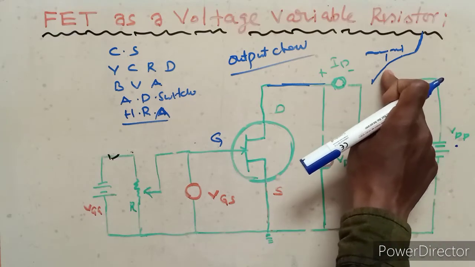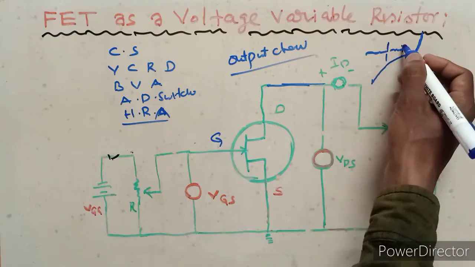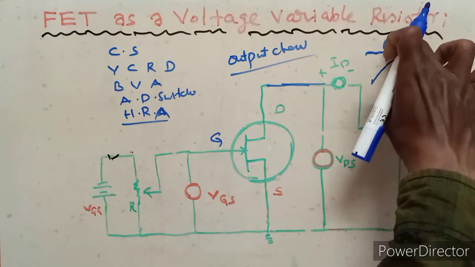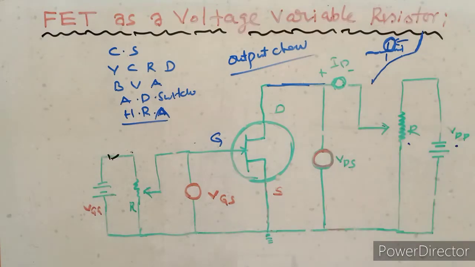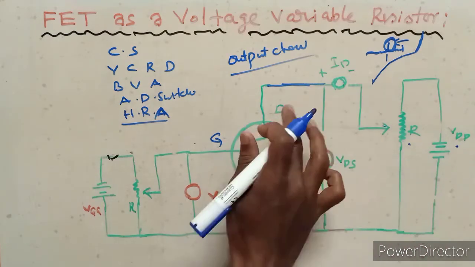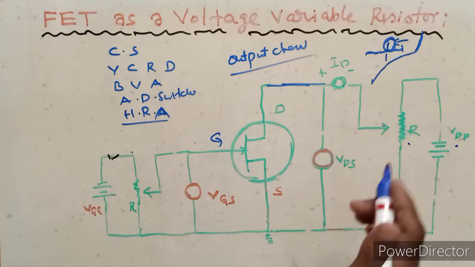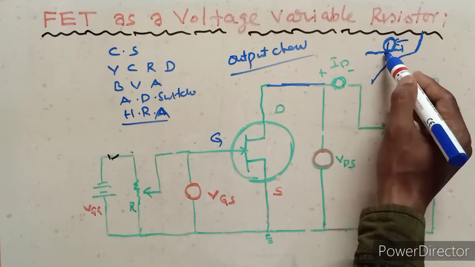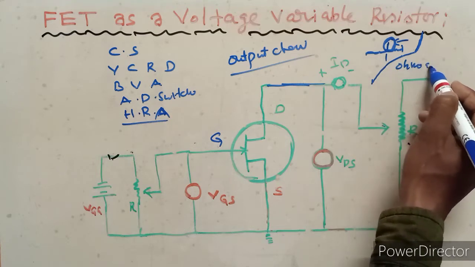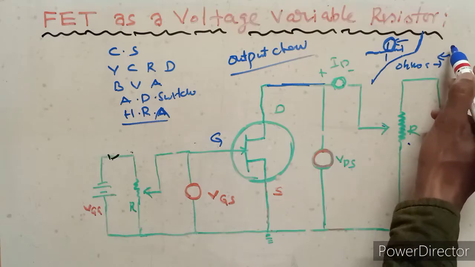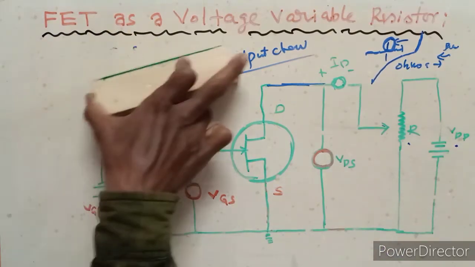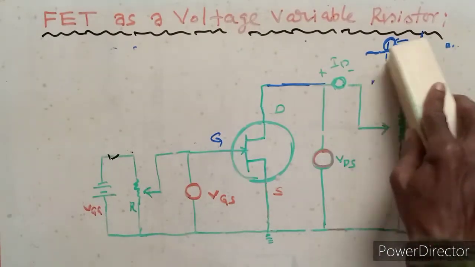So after the ohmic region, before the pinch off region, the region is used as a voltage variable resistor. What is the condition? After the ohmic region, before the pinched off region. What is that condition? That condition is after ohmic region, before pinched off region.